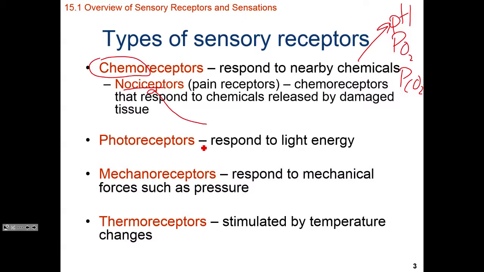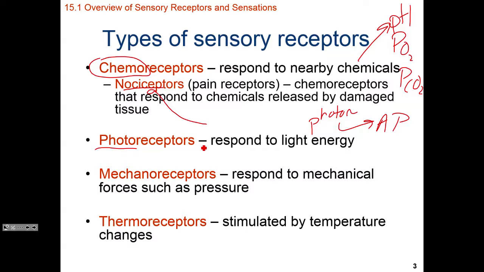Capsaicin is a chemical that's particularly famous for making peppers taste spicy. It's the spicy chemical. We also have a photoreceptor. These photoreceptors respond to light energy. And when you think of our photoreceptors, I want you to think of the rods and cones within the retina of our eye. They can take a photon of light and go from a photon to an action potential.